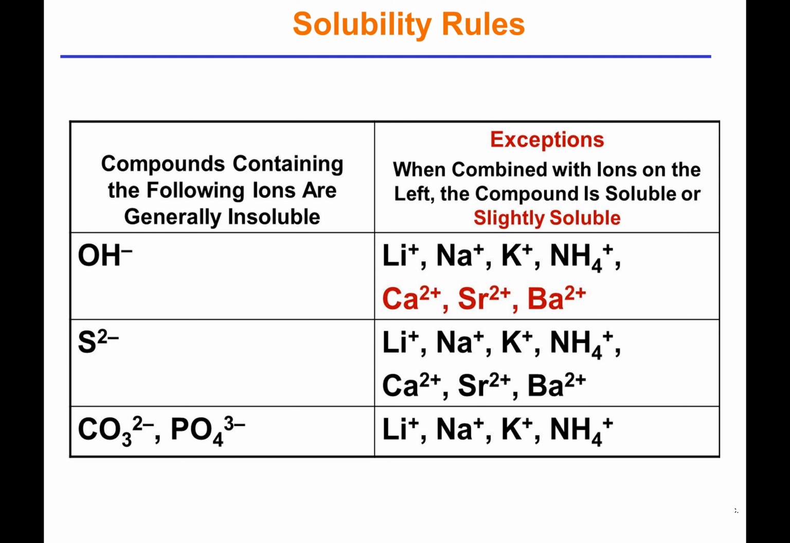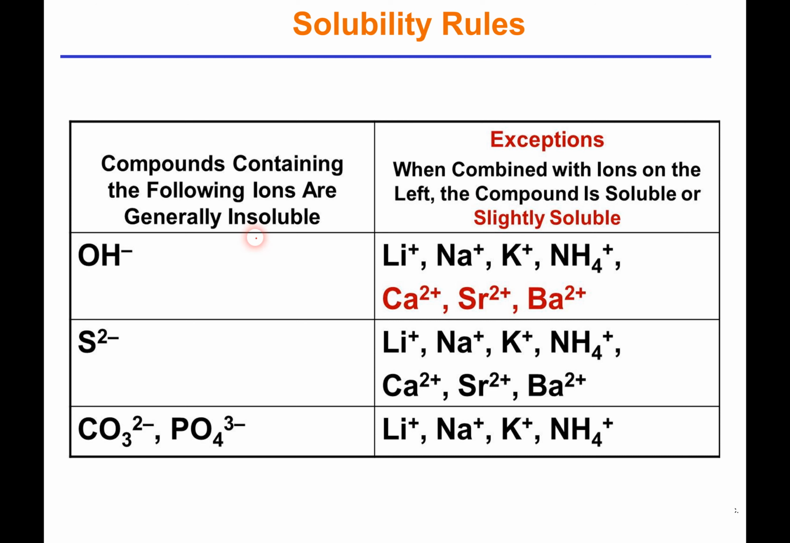Here's some more. Compounds with the following ions, so OH minus, are generally insoluble unless they're paired with, here's our group 1 again, and then here's our group 2. So I have lithium hydroxide, potassium, sodium hydroxide, calcium hydroxide. Those are going to be soluble. And the ones in red will be slightly soluble. So your calcium, strontium, barium, those will be slightly soluble.